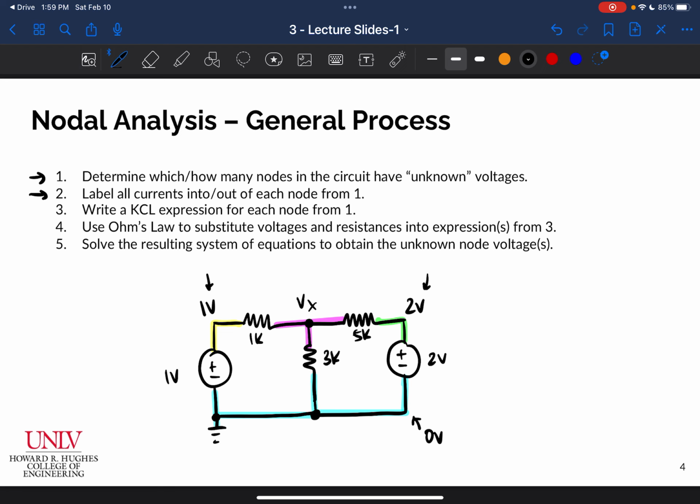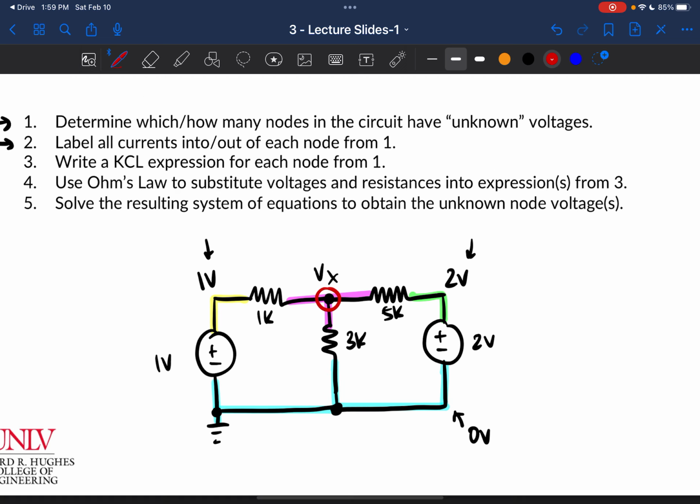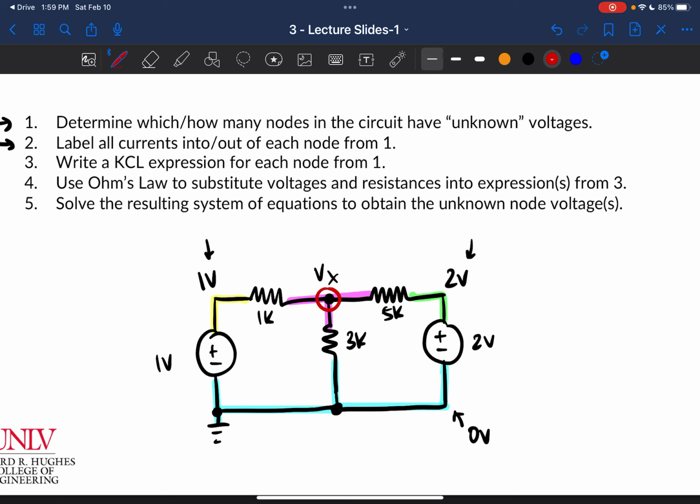Okay? And so step 2 says label all the currents into and out of each node from step 1. From part 1, we only came up with one node that had an unknown voltage, and so we're going to just label all the currents into or out of each node. Well, in this case, it's just the one node. Okay, so let's do that. So I have a current coming in. That's the current through the 1K.